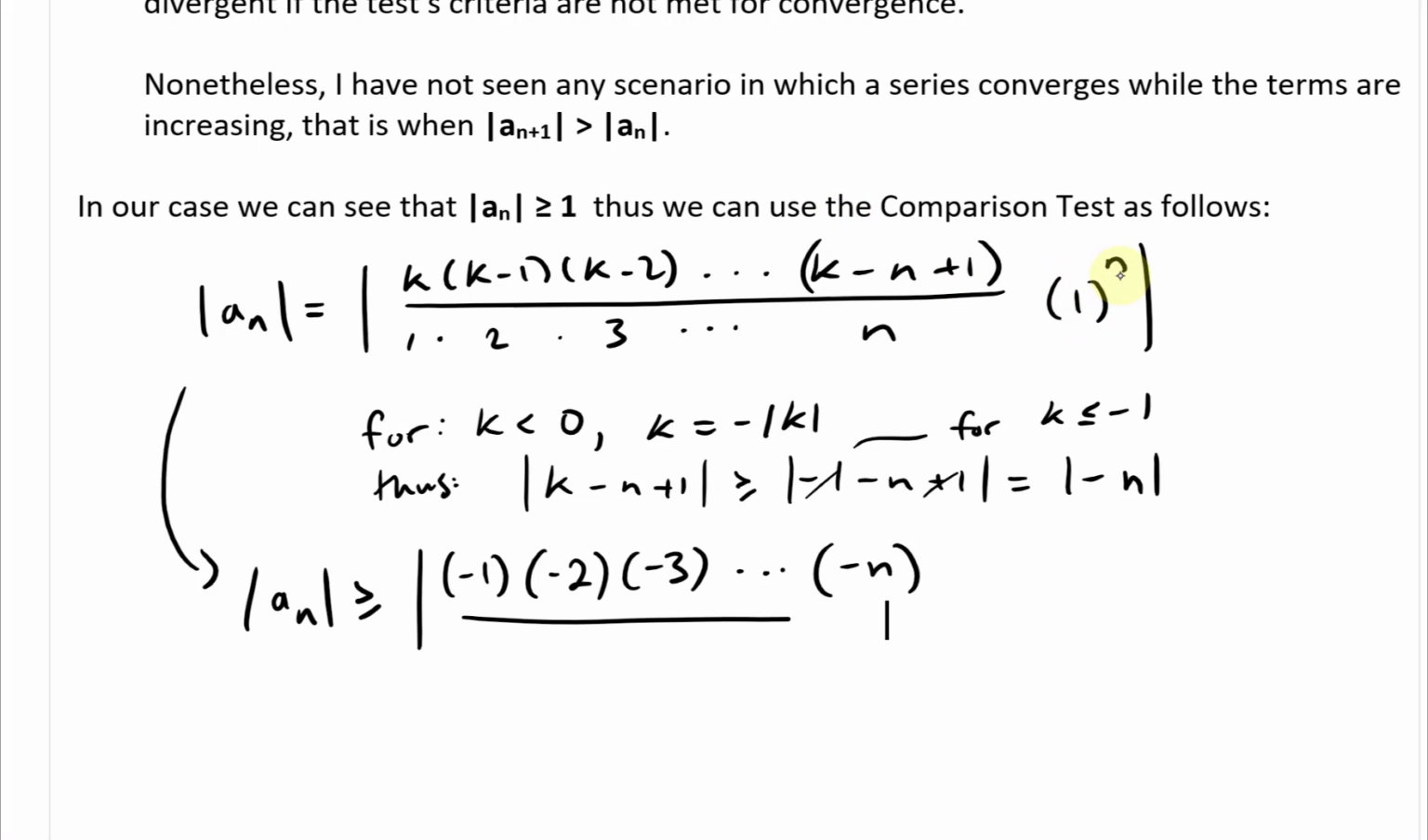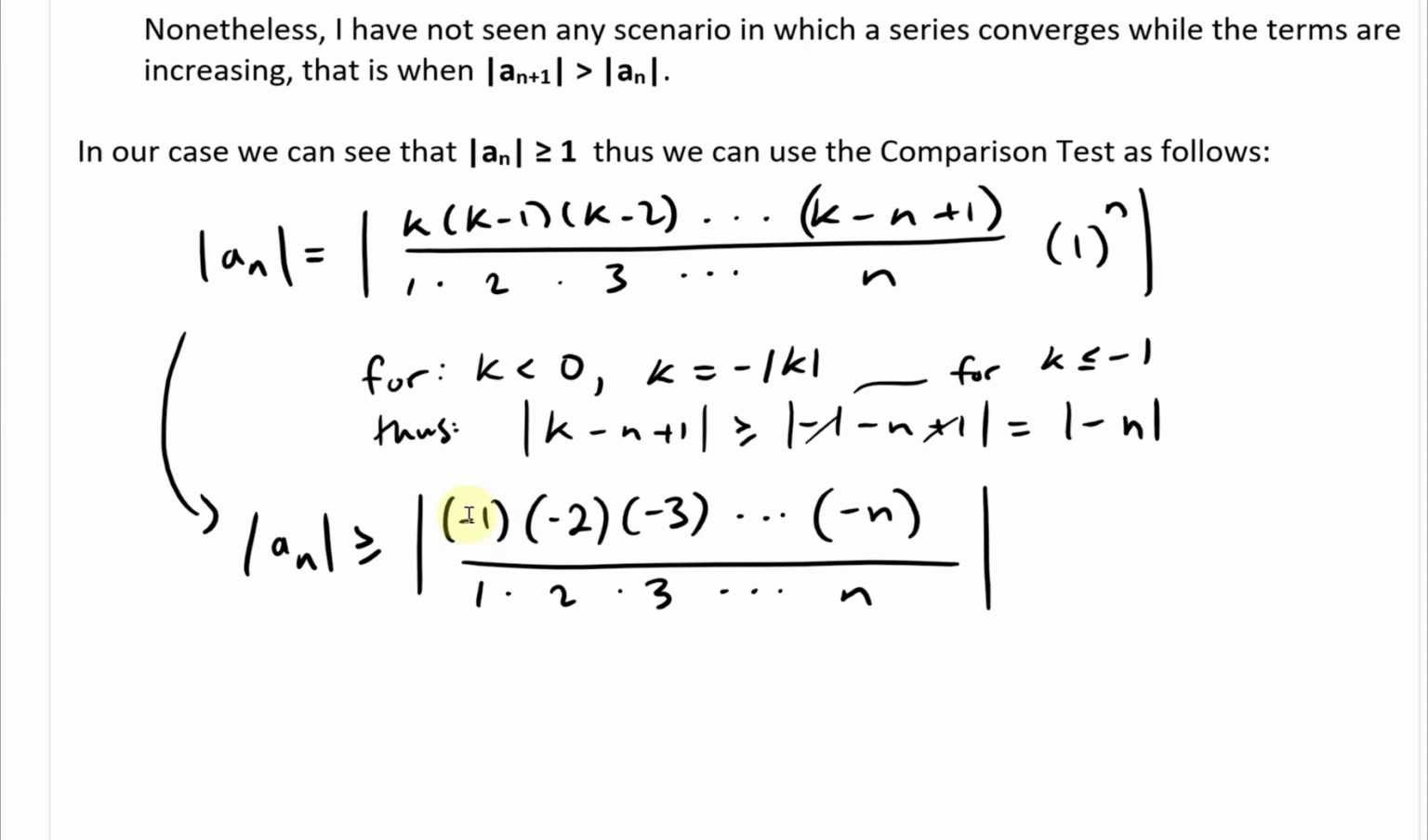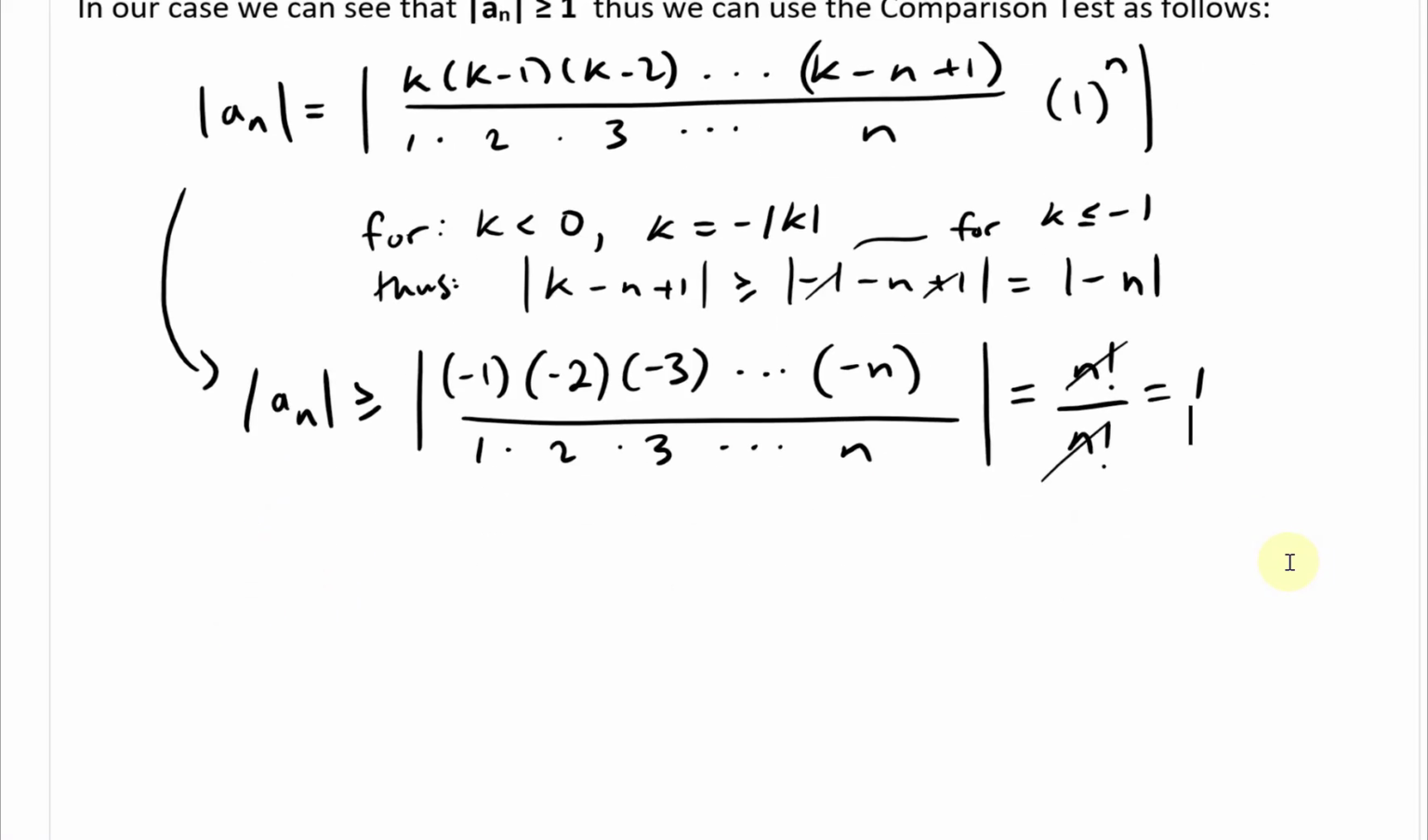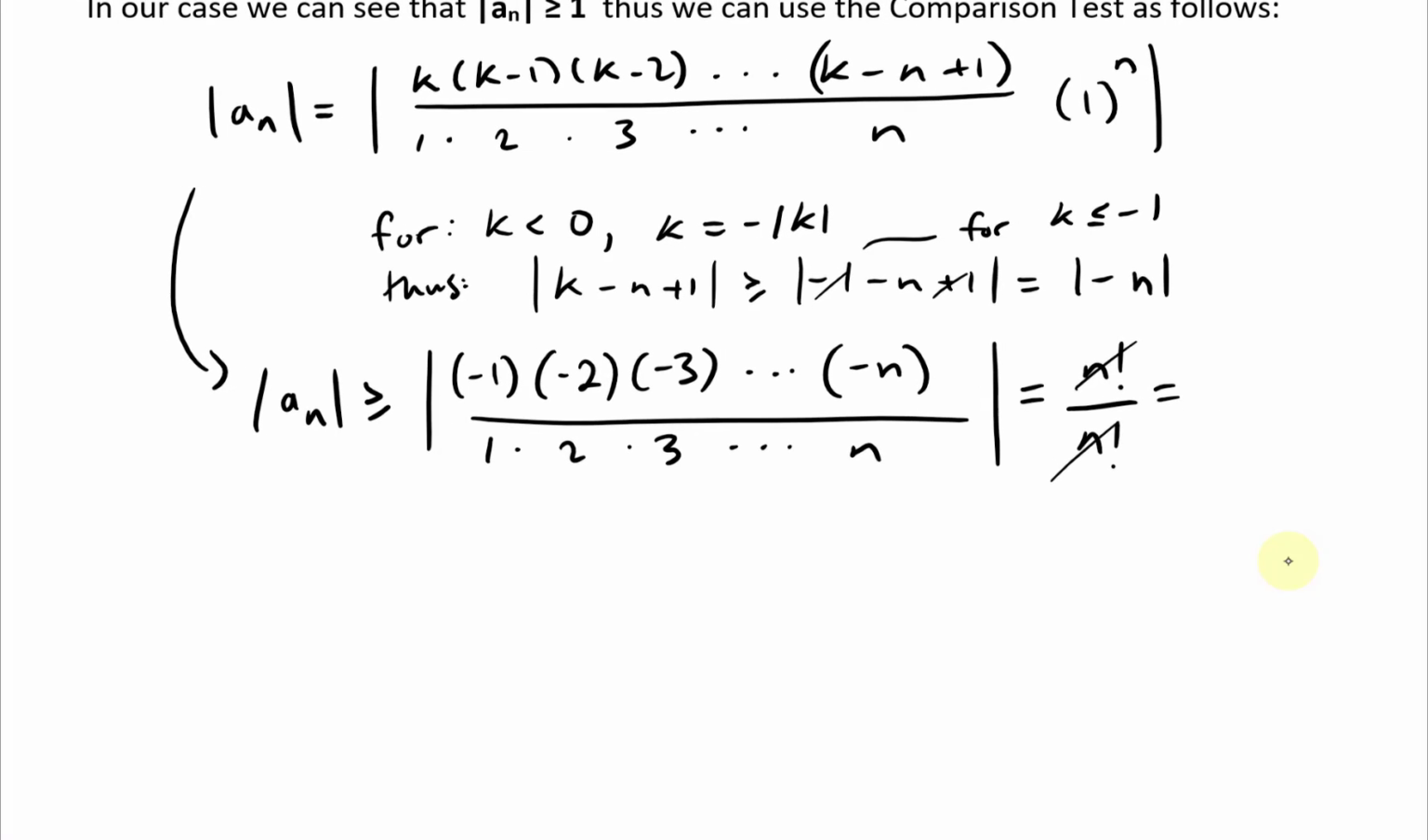It equals 1, divided by our factorial, 1 times 2 times 3 dot dot dot times n. So the absolute value of this, getting rid of all these negatives, becomes just 1 times 2 times 3 times 4, etc. In other words, this equals n factorial over n factorial, and these just cancel. Equals 1. So we have the absolute value of an is greater than 1. So that's our comparison test, and we know this one diverges.